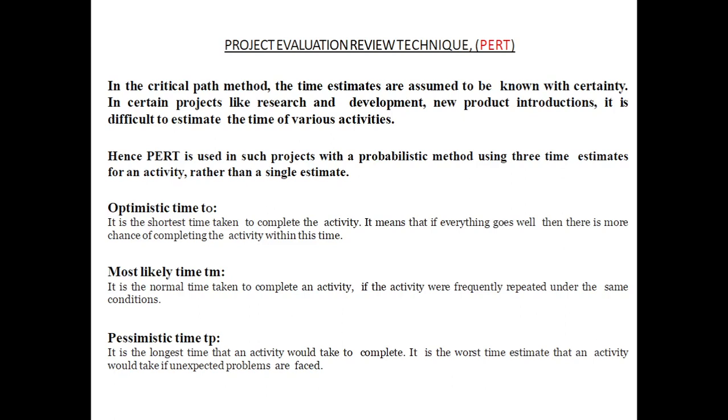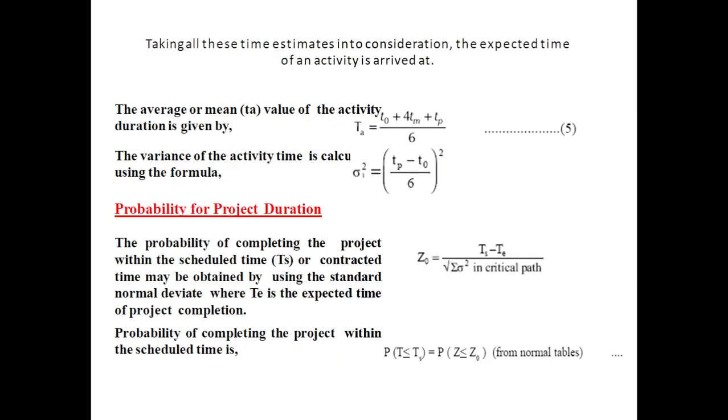One is optimistic time. Optimistic time means it is the shortest time taken to complete the activity. Most likely time, it is TM. It is the normal time taken to complete an activity. Pessimistic time, it is the longest time taken to complete the activity. So these are the 3 time estimates in Pert analysis.